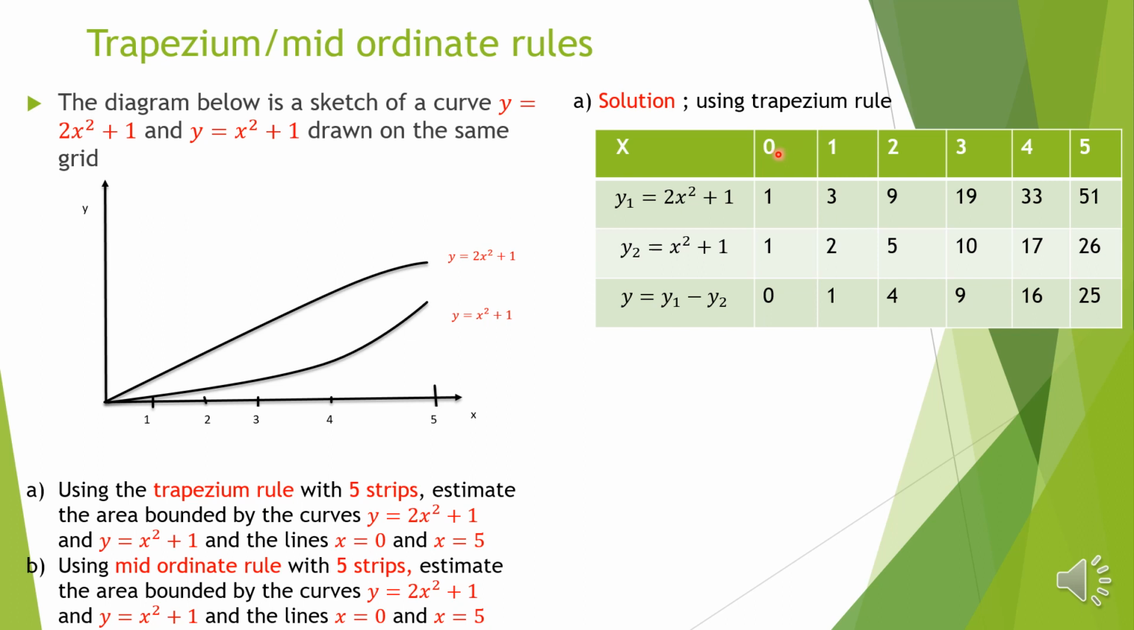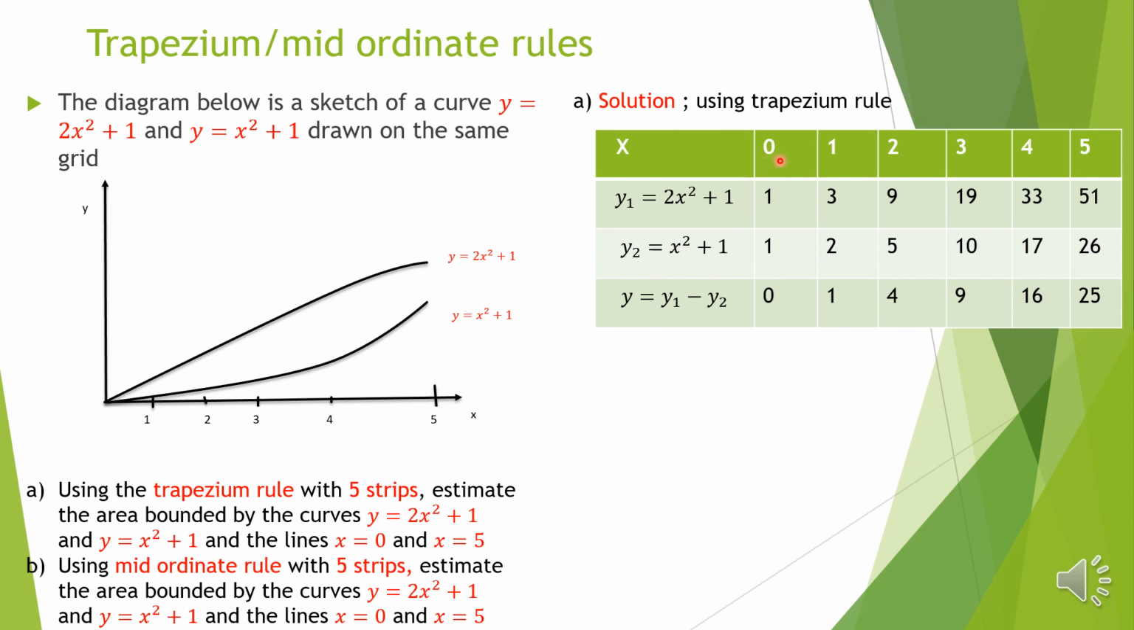So I'll start with the first one being 0, then 1, then 2, then 3, then 4, then 5. Then I'll substitute these values in the respective functions to get the values of y. I'll call this one y1 and this one y2. Now substituting 0 here, I'll end up with 1. If I substitute 1 here, I'll get 3. Then 9, 19, 33, and 51.